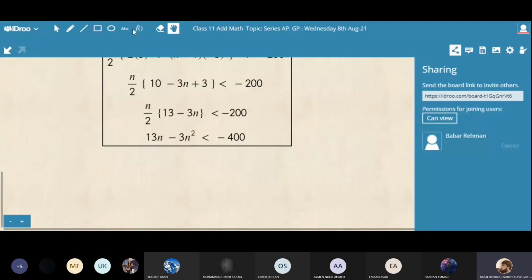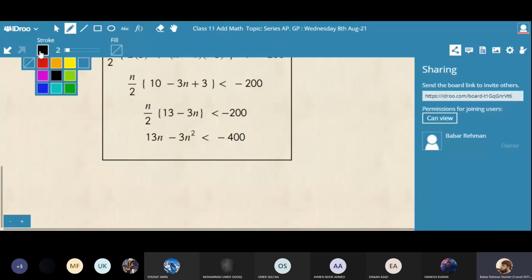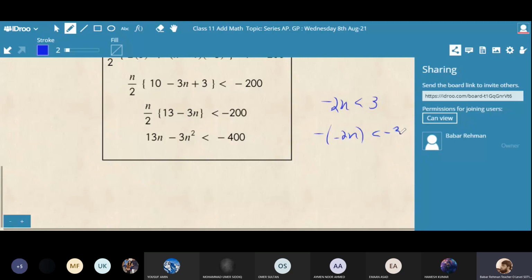Can I arrange all these values? Can I multiply both sides with a negative sign? If I multiply both sides with a negative sign, what will happen? The sign of inequality changes, you know? Let me write here one technique for you. Look at this. For example, minus 2x lesser than 3. If I multiply both sides with a negative sign, negative 2x becomes positive, and negative 3.